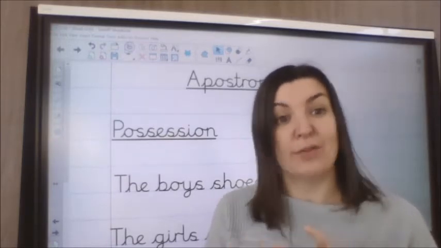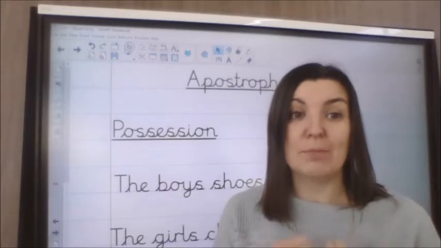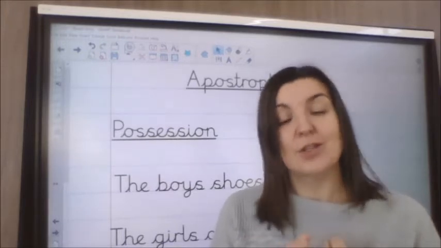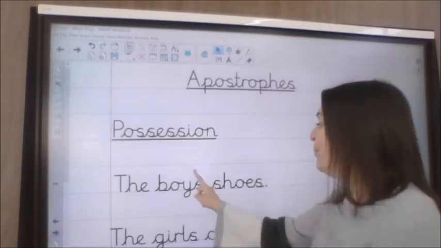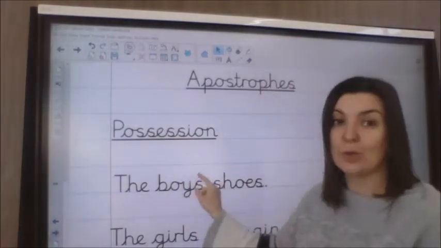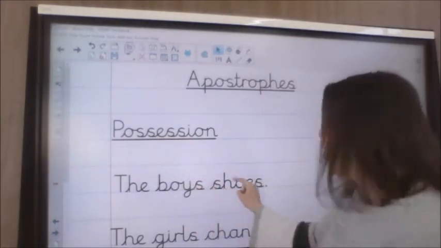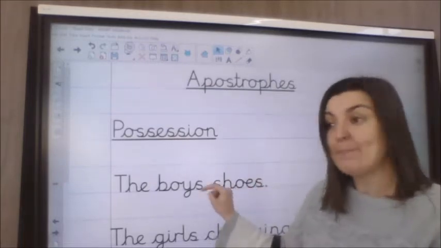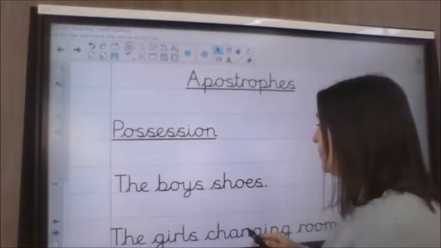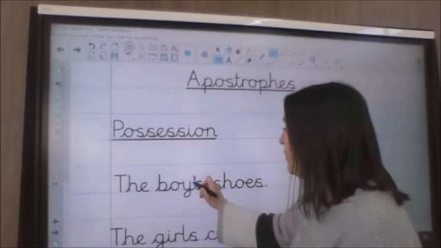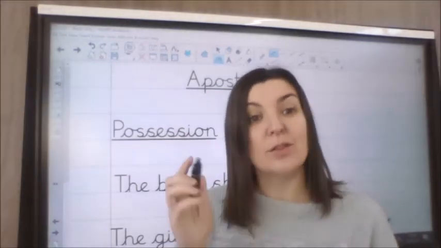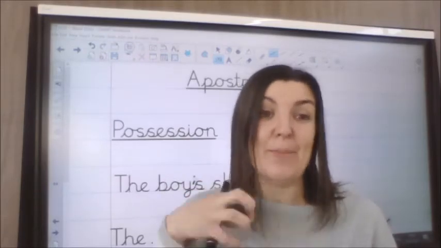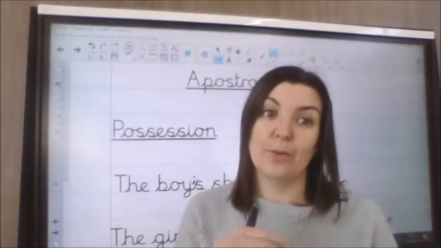So the first use of an apostrophe is to show that something belongs to somebody. So it shows that that is their belonging. For example, this one, the boy's shoes. The shoes belong to the boy. So the apostrophe goes before the S. That shows that that pair of shoes belong to him.